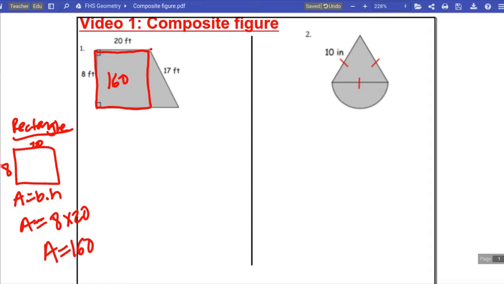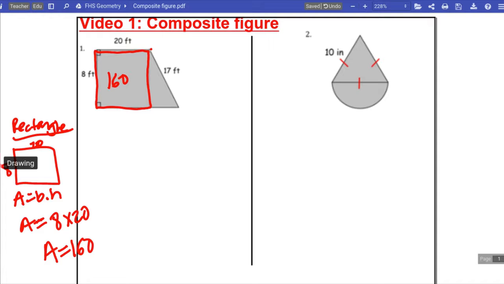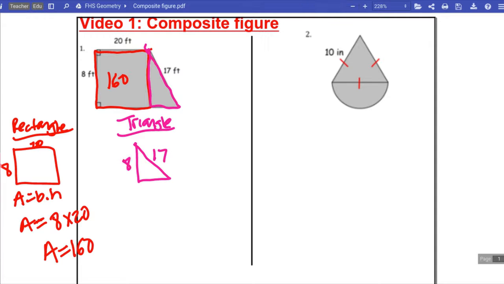All right, save that. Now I'm going to go do the other color, the other shape, which is this one right here. That looks like a triangle to me. I'm just going to put the dimensions that they give me. It looks like we have a 17 here. It looks like we have an 8 here. But sadly, I don't have the base here.